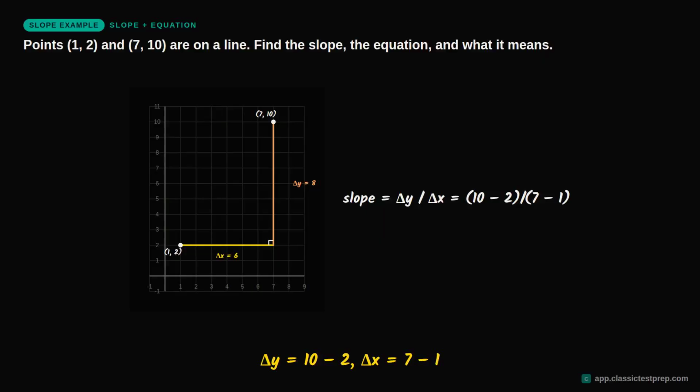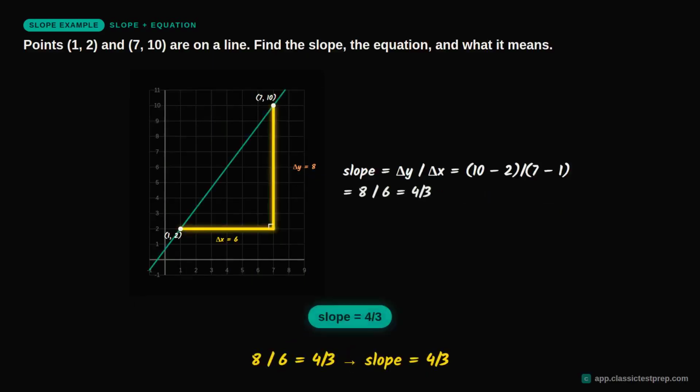Well, the change in y is given by 10 minus 2. And then the change in x is given by 7 minus 1. So the slope is 8 over 6. That reduces to 4 over 3. So the slope of the line is 4 over 3, and we can write the equation of a line as y equals mx plus b, where m is that slope, 4 over 3, and b is the y-intercept.